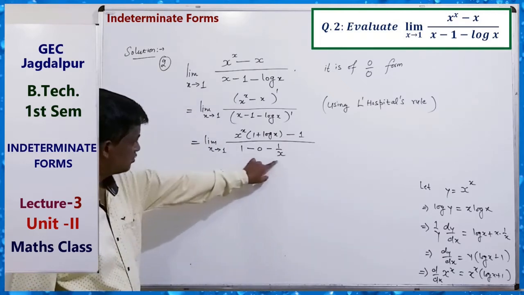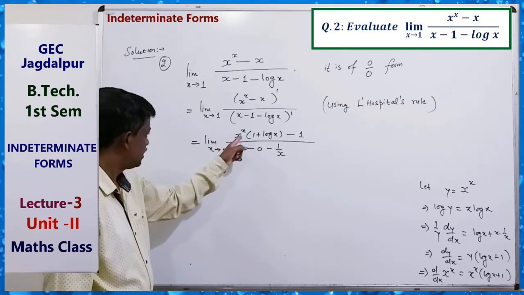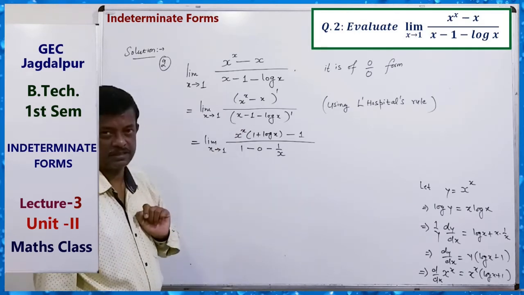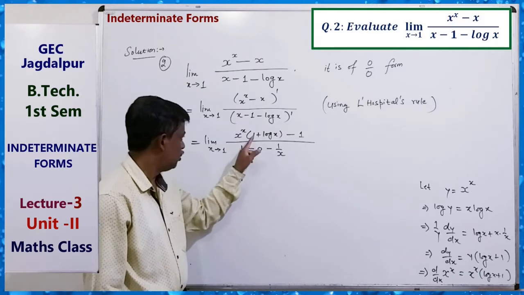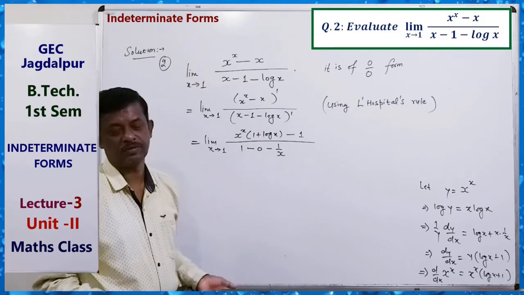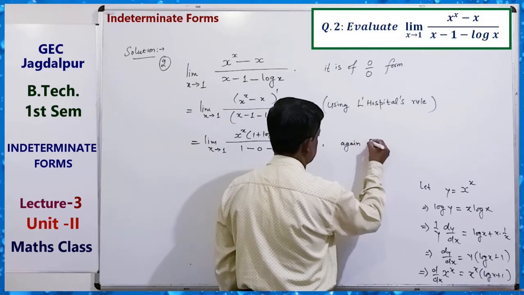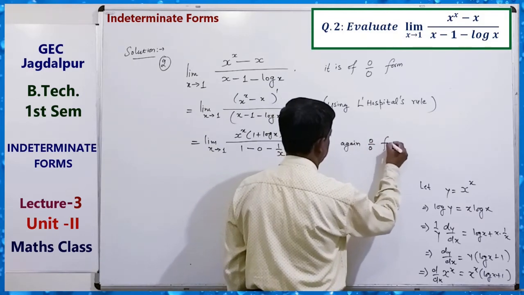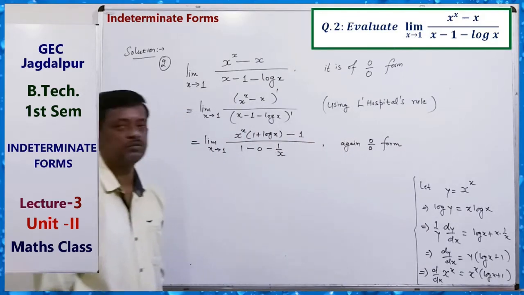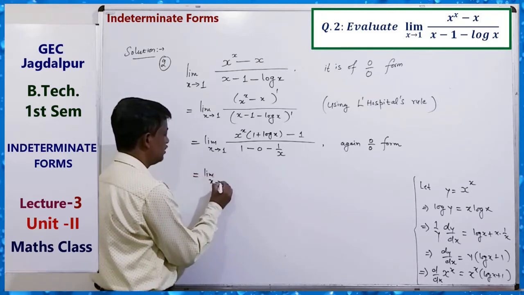Now x tending to 1: 1 minus 1 is 0. x power x is 1, log 1 is 0, so 1 into 1 is 1, minus 1 is 0. By 0 form again. So just once again apply L'Hospital rule.